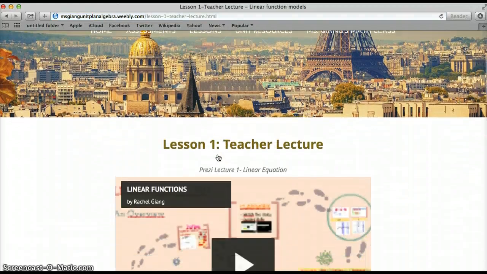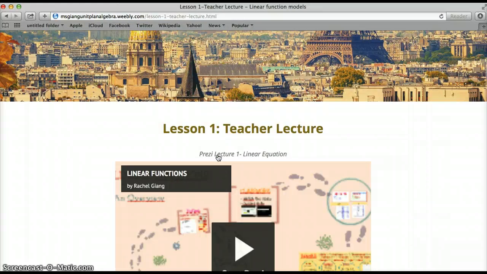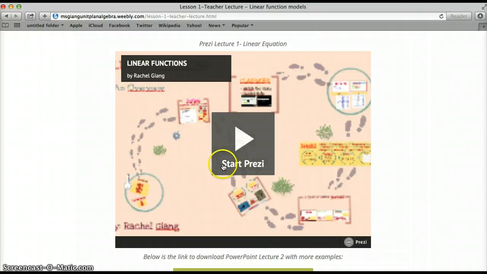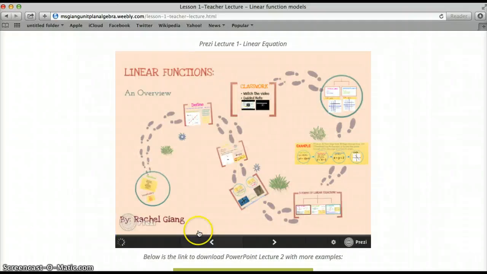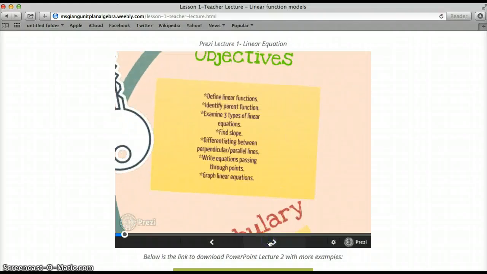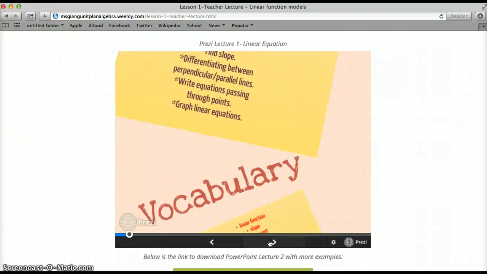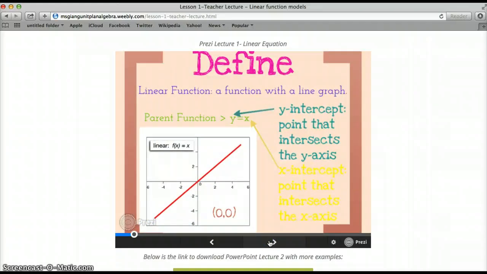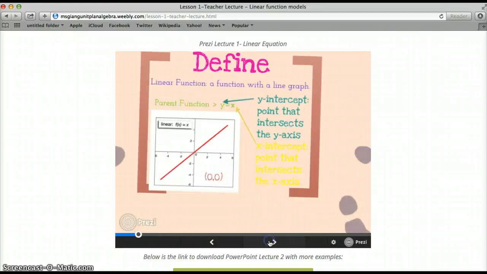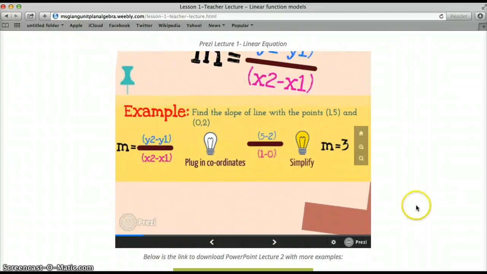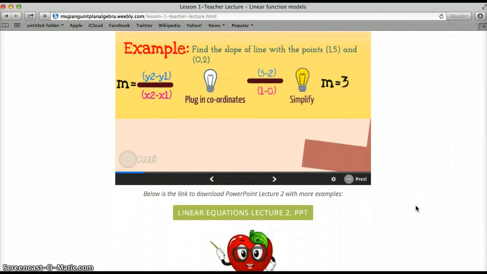The teacher lecture is lecture 1 of linear equations. I'm using Prezi to provide a very precise and clear way of starting my lectures. Here's the vocabulary, and then I define the graph and the terms based on the pictures and then the equations. So this is a very great lecture to look at.